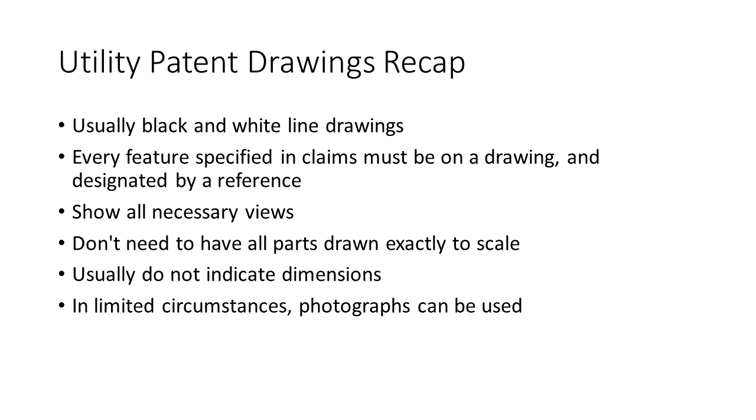Usually they are black and white line drawings. Every feature specified in the claims must be on a drawing, and you want to have a reference number for it. Show all necessary views. Remember, we went over some of the most popular views in patents. You don't need to have all the parts drawn exactly to scale, and you typically don't indicate dimensions. Now, the drawings in most cases are black and white line drawings, but in some circumstances, photographs can be used.